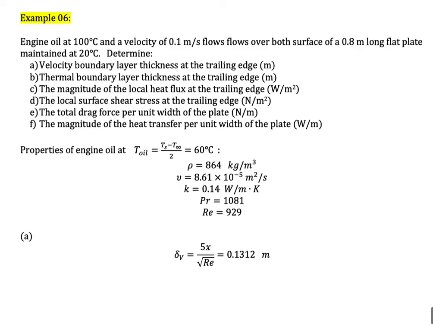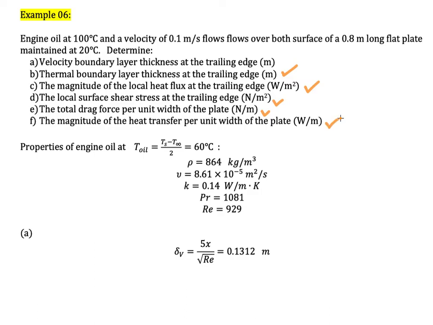This is example 6. Engine oil at 100 degrees Celsius and velocity of 0.1 meter per second flows over both surfaces of a 0.8 meter long flat plate maintained at 20 degrees Celsius. Determine the velocity boundary layer thickness at the trailing edge, the thermal boundary layer thickness at the trailing edge, the magnitude of the local heat flux at the trailing edge, the local surface shear stress at the trailing edge, the total drag force per unit width of the plate, and the magnitude of the heat transfer per unit width of the plate.